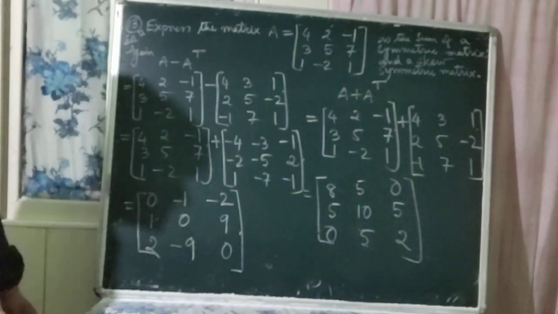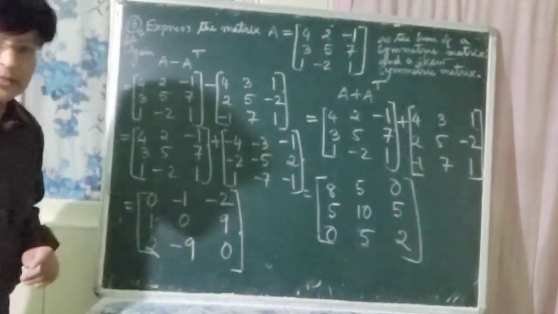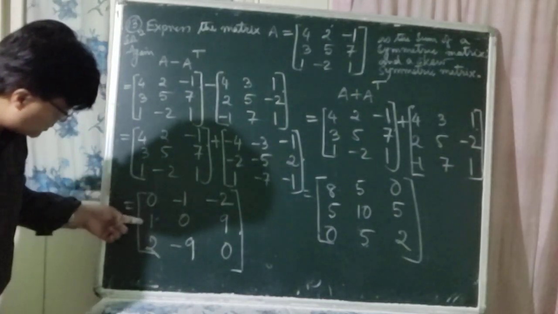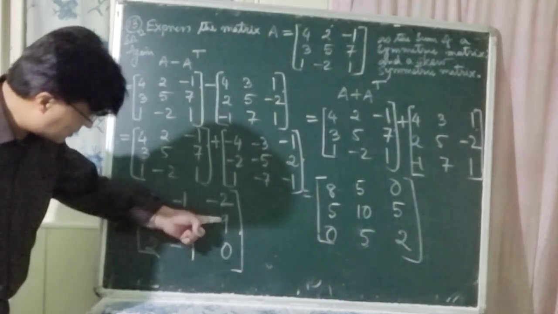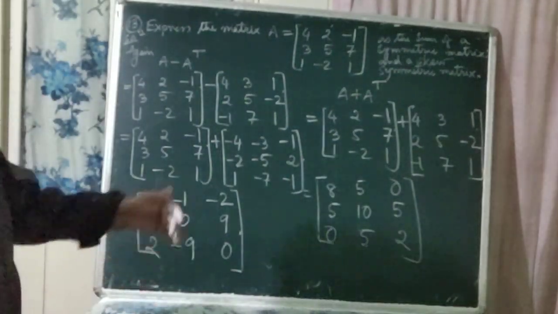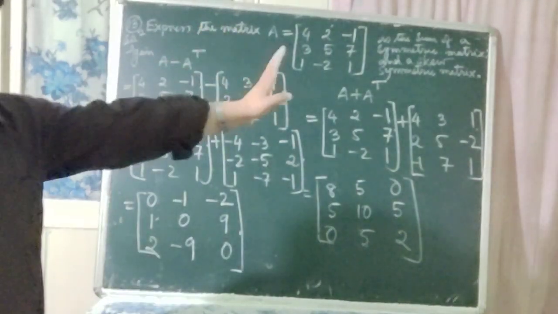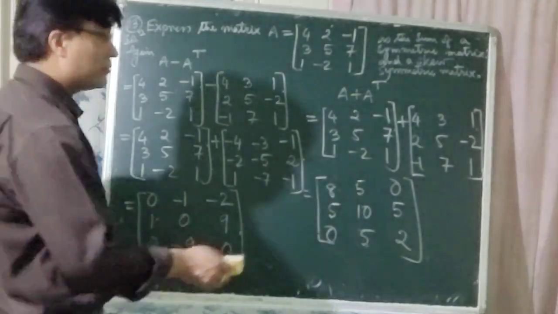How can you say that this is a skew symmetric matrix? The leading diagonal entries are all zeros. If it is minus 1, the opposite is plus 1; minus 2, plus 2; 9, minus 9. So this is a skew symmetric matrix. Now you have to express the given matrix A as the sum of the symmetric matrix and the skew symmetric matrix.